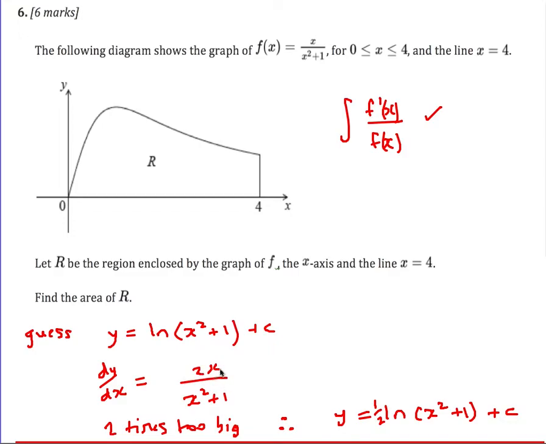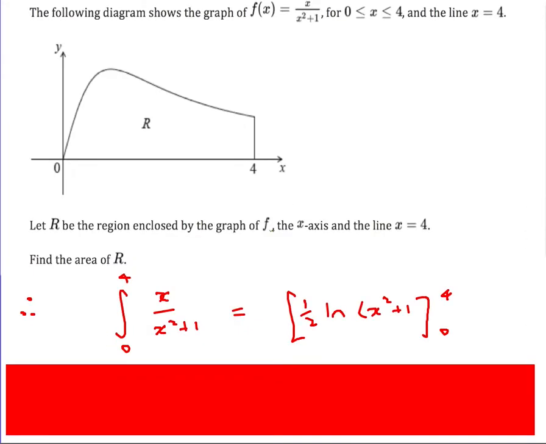Differentiate this. We're going to get 2x on the top, x squared plus 1 on the bottom. We notice we're 2 times too big, because we should have only had an x on the top. Therefore, our guess was 2 times too big, so our correct answer should be a half ln x squared plus 1 plus c. So we've done the first bit.